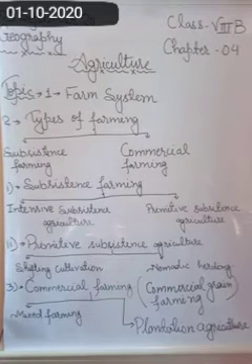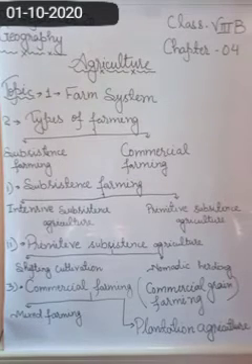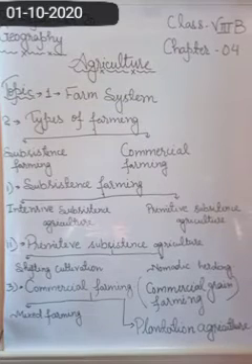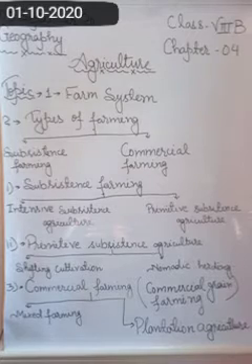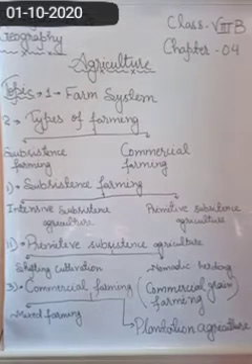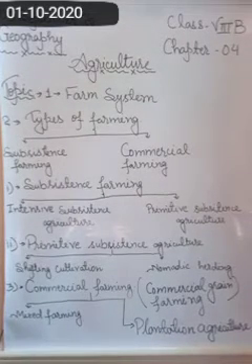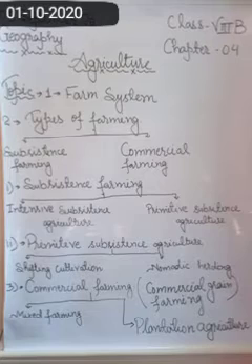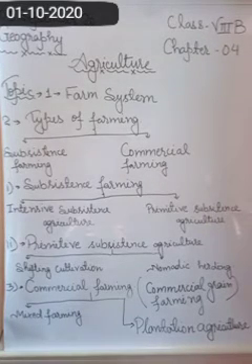Alright? And students, mostly the animals reared by the herdsmen are sheep, camel, yak and goats. Okay? Because these animals provide milk, meat, wool, hides and other products to the herders and their families. Alright. After that, your next topic is commercial farming.